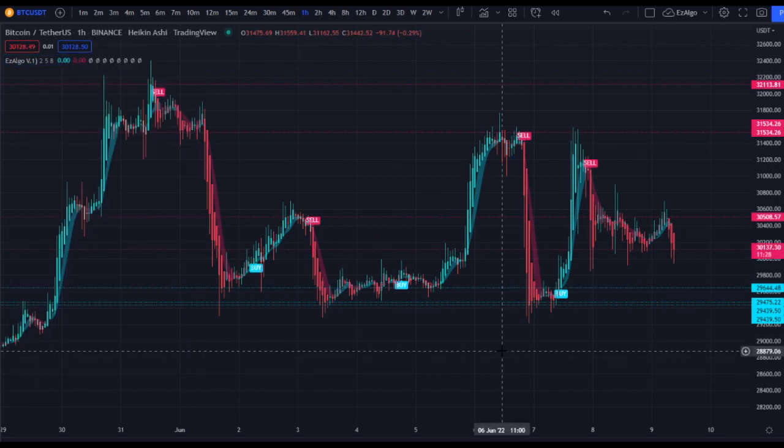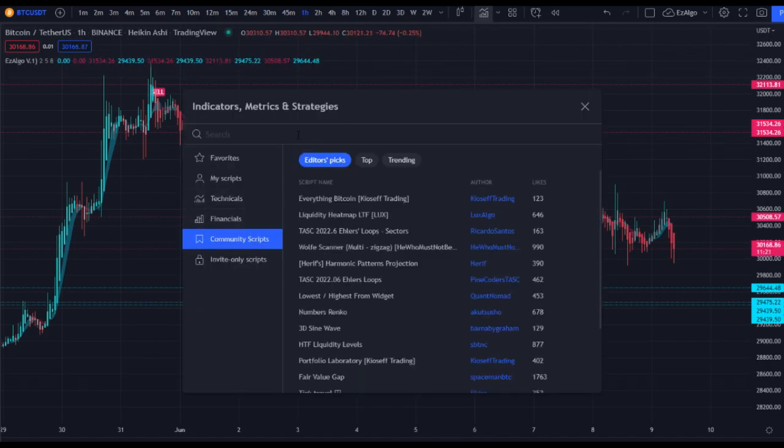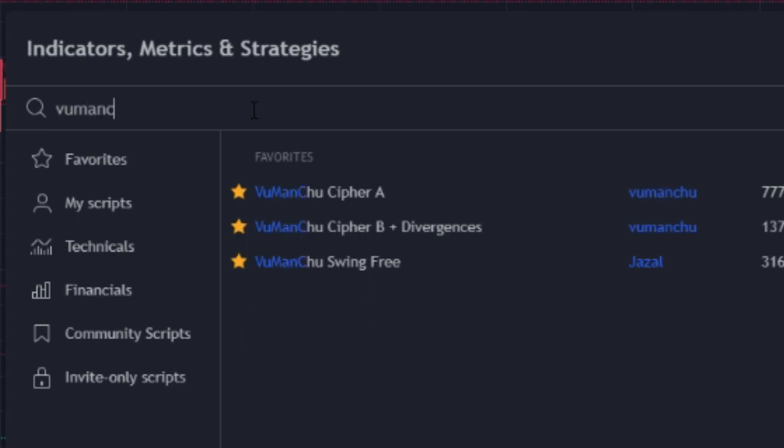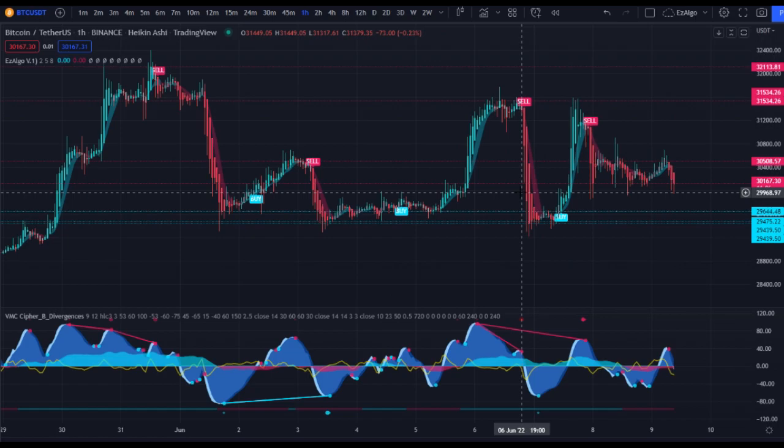And the second indicator we're going to get is a free community script. So you're going to come up here to indicators and you're going to go down to community scripts and we're going to look up Vumanchu, Cipher B, and divergences. Now this indicator is a free version of Market Cipher.